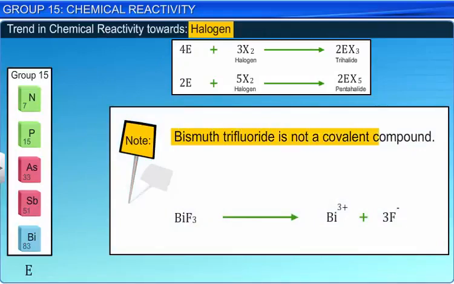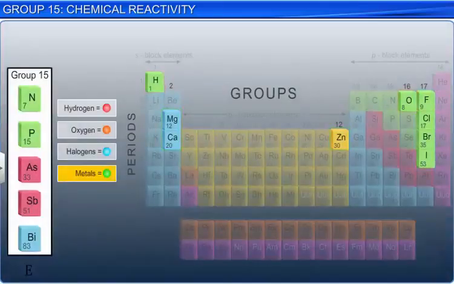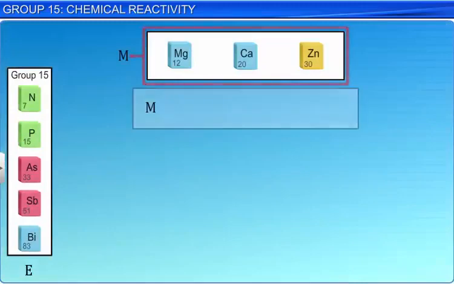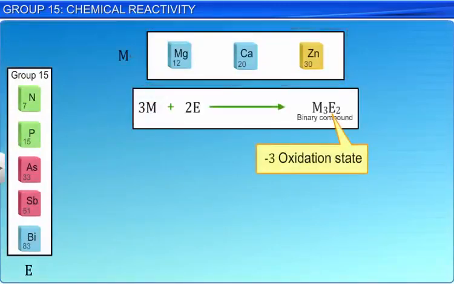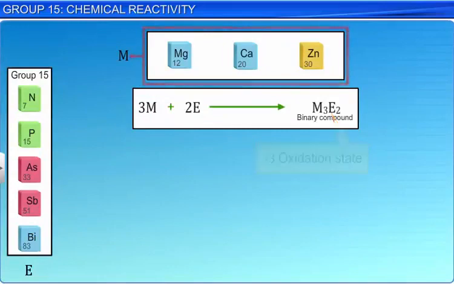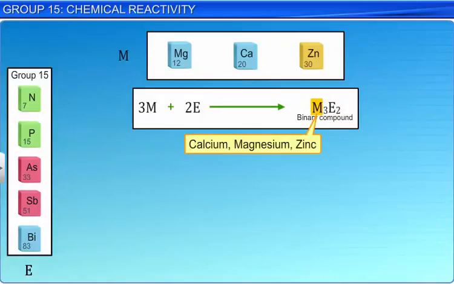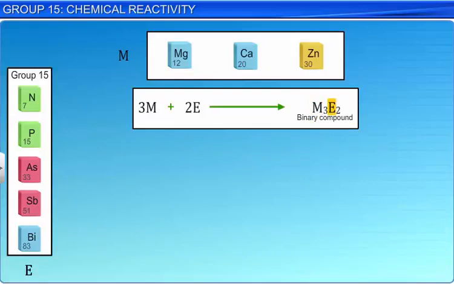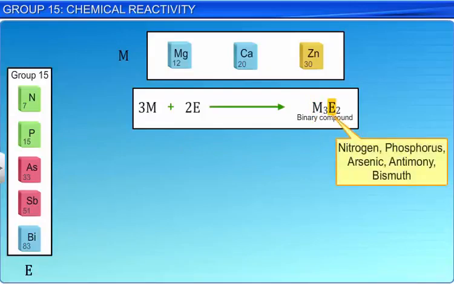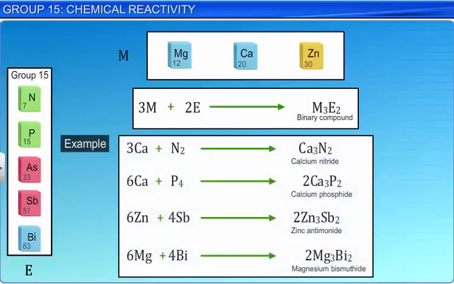All the elements of group 15 react with metals to form their binary compounds showing -3 oxidation state, with the general formula M3E2. Here, M stands for metals such as calcium, magnesium, or zinc, while E stands for an element of group 15. For example, calcium nitride, calcium phosphide, zinc antimonide, and magnesium bismuthide.